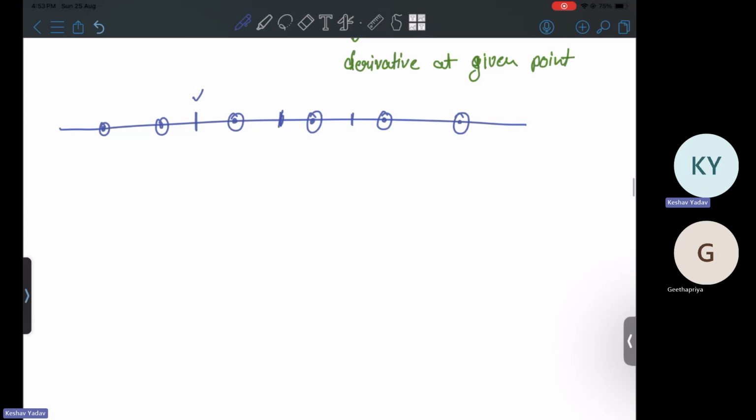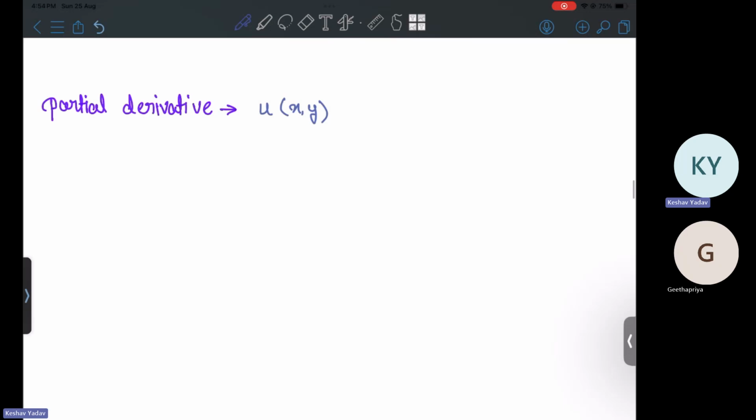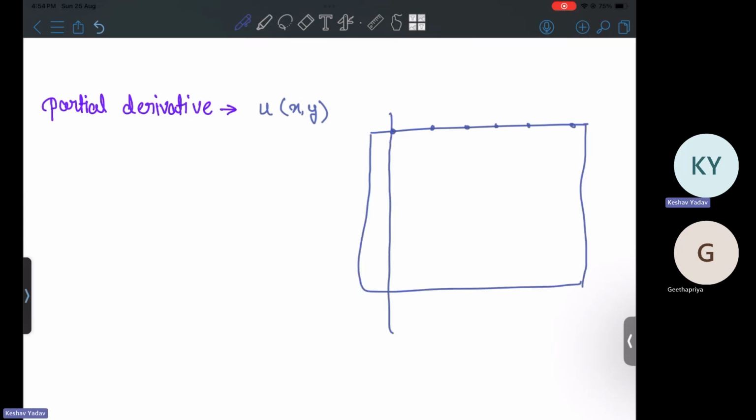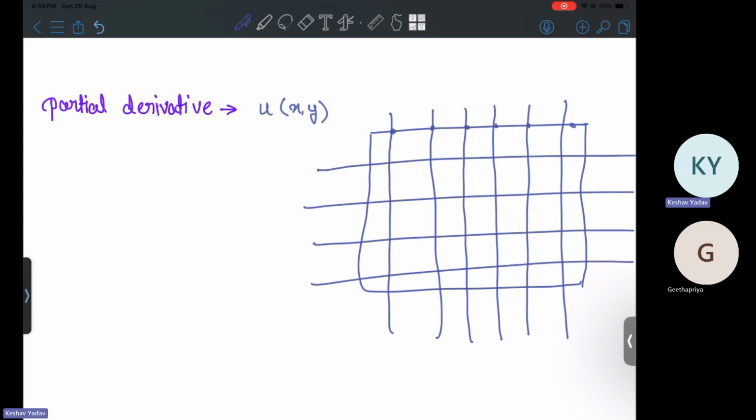Then the instructor discussed the partial derivative numerical procedure. Partial derivative means we have a function of two variables, suppose x, y, or x, t. In that case, we will not have a linear grid, but this 2D kind of grid. This type of grid we will have.